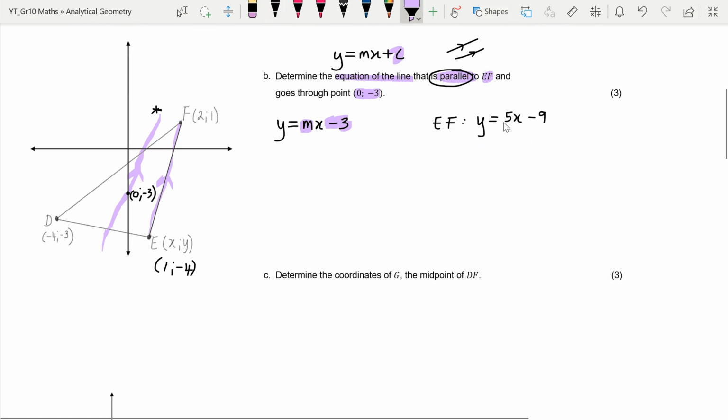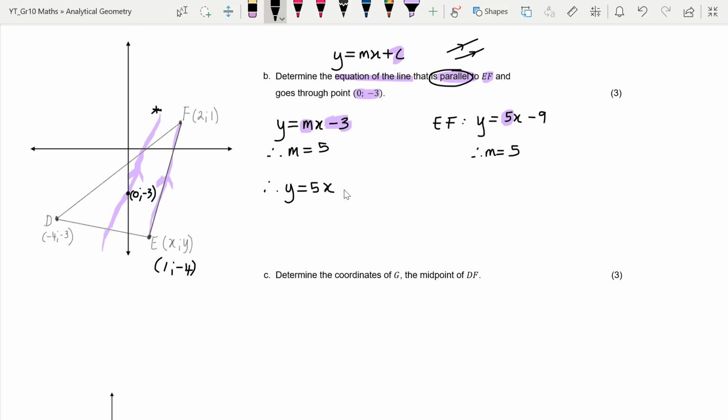And there we also have the gradient. There is the gradient, the coefficient of x, our m value. So the gradient of this one is equal to 5. So therefore, since the lines are parallel, this gradient will also be 5. So the equation of the line is y is equal to 5x minus 3. There you go. That's it. Okay, I like this question so far. It's a little bit different.